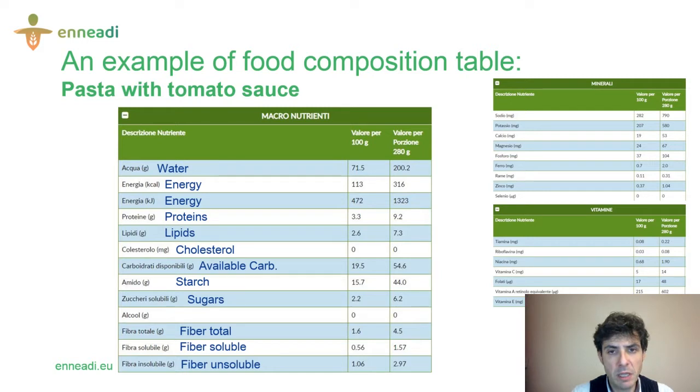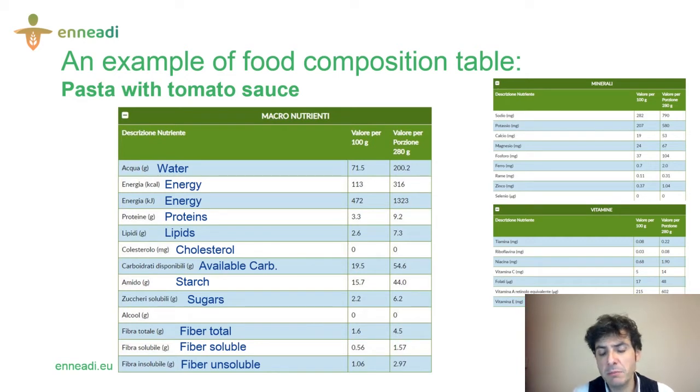We can see that food composition means having a clear idea of every single nutrient that is contained in the food. For example, in this case, we have a huge amount of water inside. We know exactly how much protein, lipids, carbohydrates, sugars, fiber, and even cholesterol.